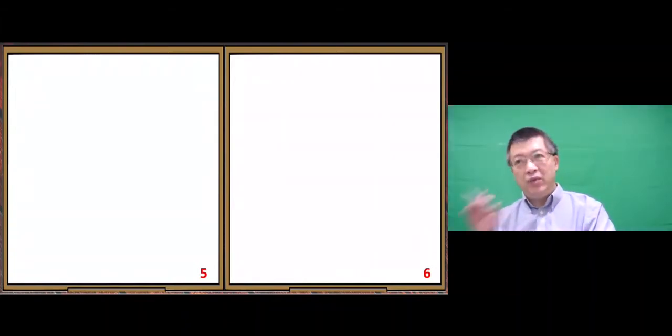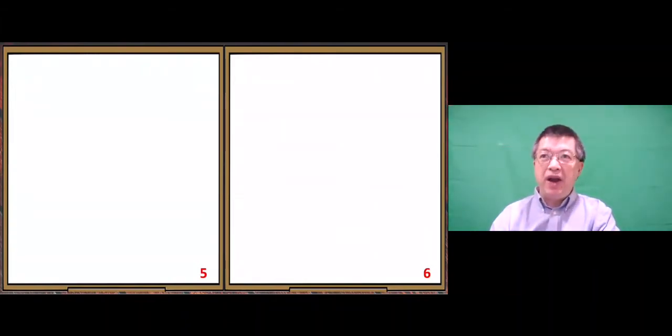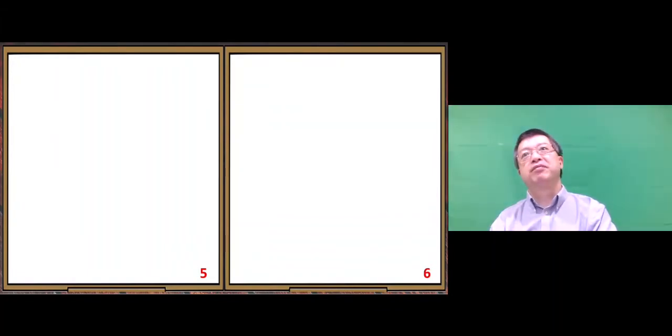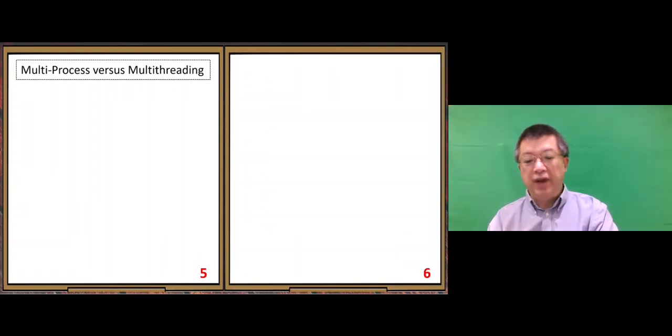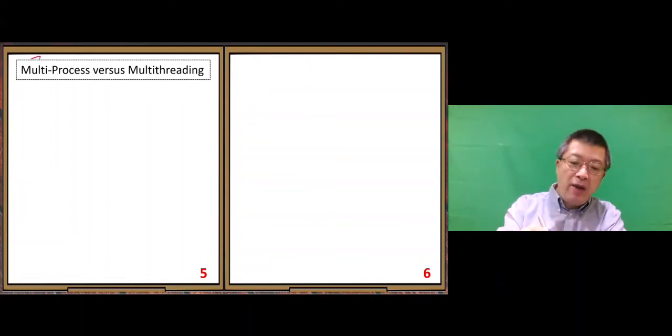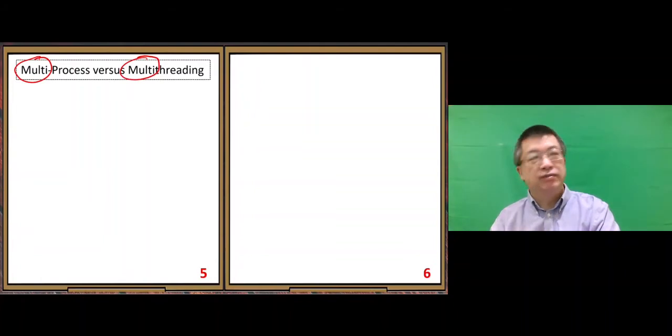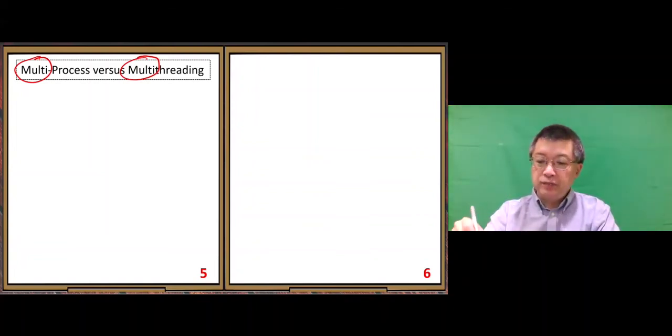Next slide. Now we want to look at the multi-threading details: multi-process versus multi-threading. The first thing is why, whether multi-process or multi-threading, you see this "multi". The answer is very easy: because your web application needs to provide services for multiple users.